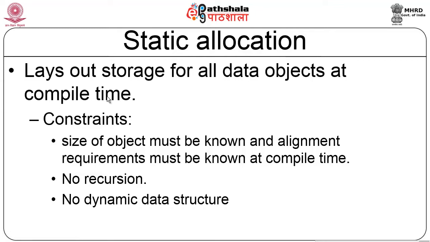For example, int A of 100: I want space for 100 integers, which is going to be an array. If I do everything before compile time without realizing how much memory is actually required, this is referred to as static allocation. That is allocated just below the code itself. The constraints of this approach are that the size of the object and alignment requirements must be known at compile time itself, so no recursion and no dynamic data structures are permitted here. So recursive calls, how do we handle them? That is not permitted. Dynamic data structures also are not permitted with static allocation.